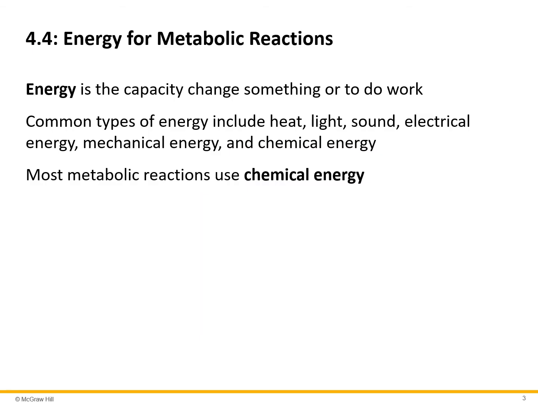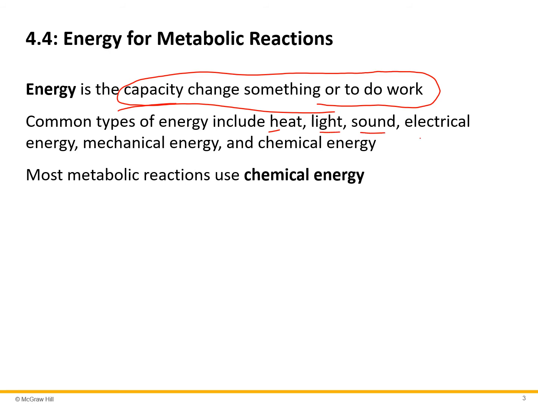Now, energy is simply the capacity to do work, change something or do work. But in general, it's the capacity to do work. And that's what we're going to look at: the main way our body stores and releases energy. Energy comes in many types: heat, light, sound, electrical energy, mechanical energy, and chemical energy. Chemical energy is our main type of reaction, but as we have a reaction, we'll see that a lot of the energy is going to be released as heat, even though we're talking about chemical energy.